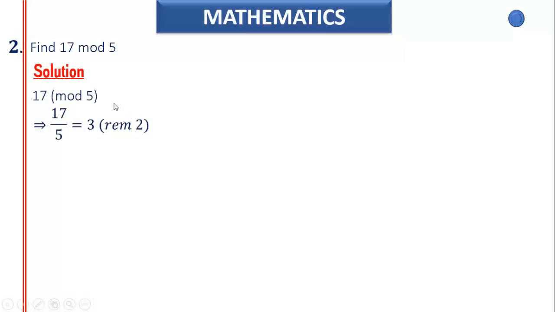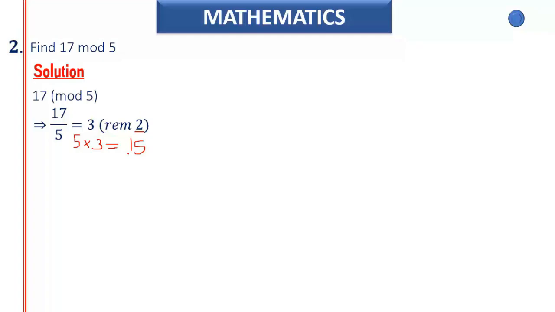Okay, let's take a look at this question. Find 17 mod 5. To get the value, what you need to do is divide 17 by the mod value, which in this case is 5. How many times can you get 5 in 17? We know that 5 times 3 equals 15. If it's 15, what's remaining? 2. So this 2 here is our answer.